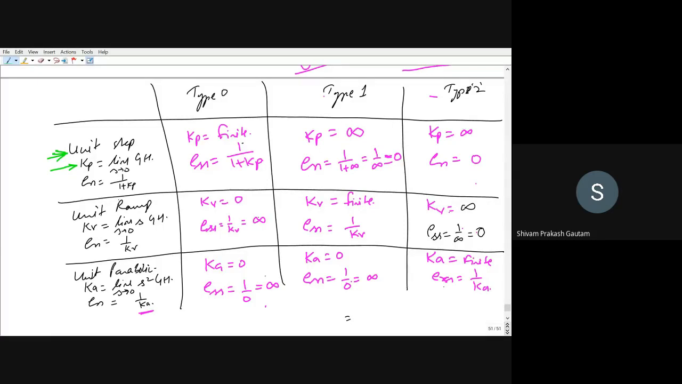So if you are having unit step as an input, what is the error coefficient called? Position error coefficient for unit step. For unit ramp, what is the error coefficient called? Velocity error coefficient. For unit parabola, what is it called? Acceleration error coefficient. Is it okay? And we have calculated for type 0, type 1 and type 2 all the things.